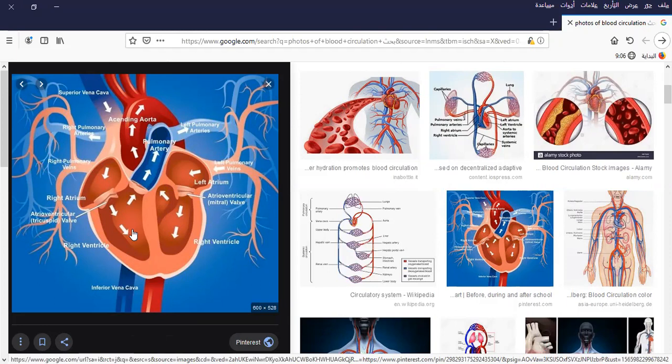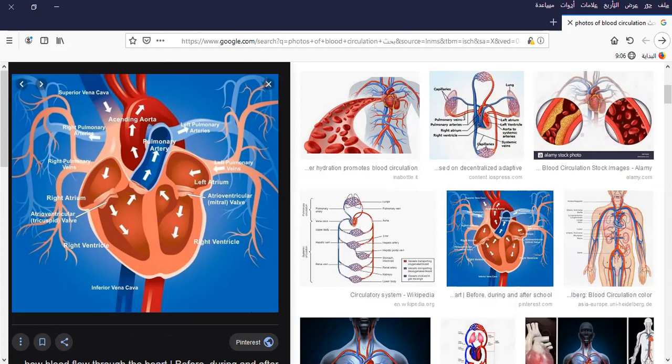This valve is the tricuspid valve, meaning a three-part valve. It has three parts, so it is called tricuspid. It will be opened to allow the blood to move from the right atrium to the right ventricle. So tell me, where did the blood rich in carbon dioxide go from and to? From the superior and inferior vena cava to the right atrium. Then the heart contracts to push blood from the right atrium to the right ventricle through the tricuspid valve.